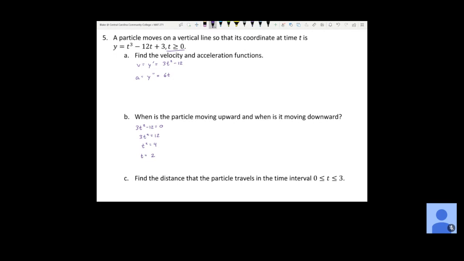Good. We can do some test points to figure out where it's positive and negative. And again, if you're using Desmos and you just look at the graph and see where it is positive, where it is negative, I'm okay with that too. But I'm going to put 2 on here.